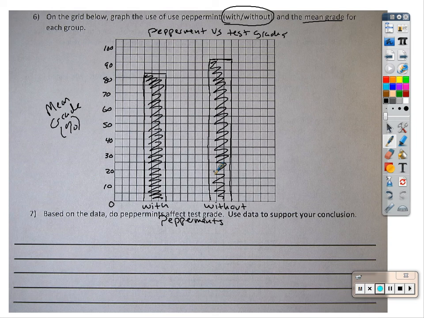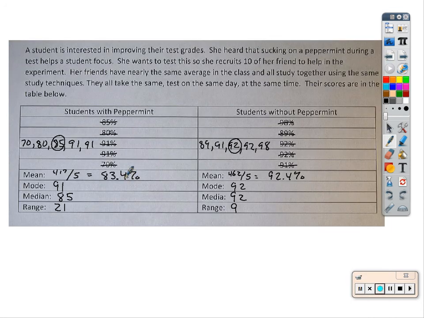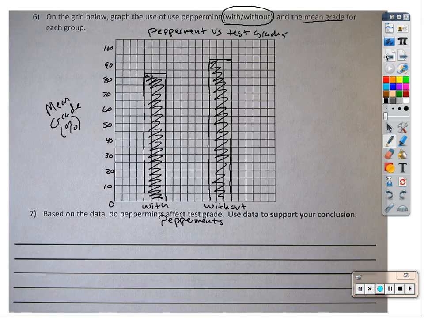Now, last question on this set. Based on the data, how do peppermints, or do they affect the grade, support the conclusion? And I would say, as I look back on this, you could do a couple of different things. You can look at those means, 83.4 versus 92.4, and you might say that there was definitely a decrease with the peppermints. And I would cite those numbers if I were to say that.